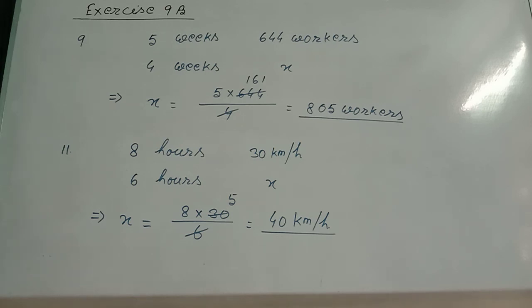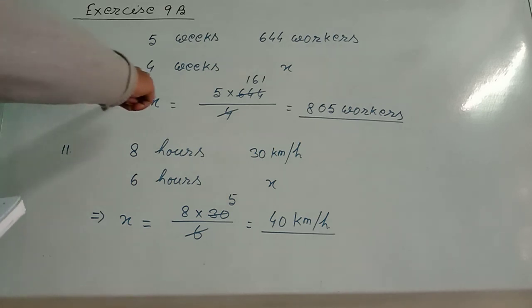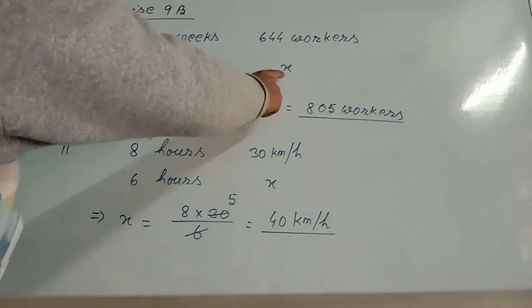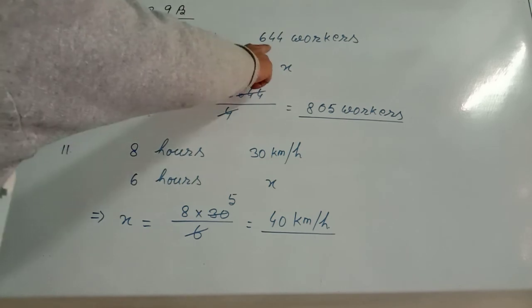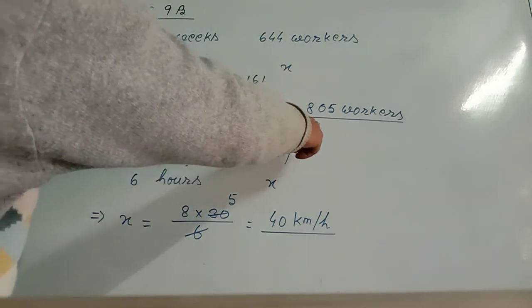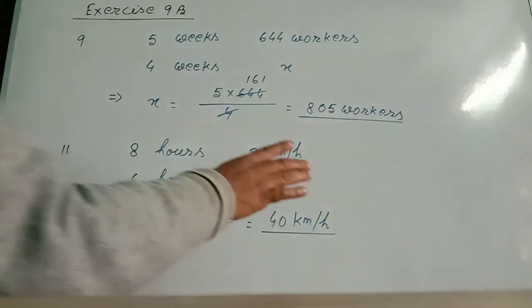So 5 weeks, 644 workers. So 4 weeks, how many workers? Let us consider the number of workers be x. So the value of x equal to 5 into 644 by 4. I have calculated and got 805 workers.